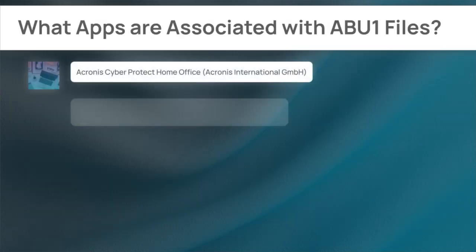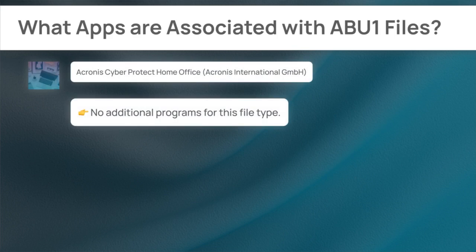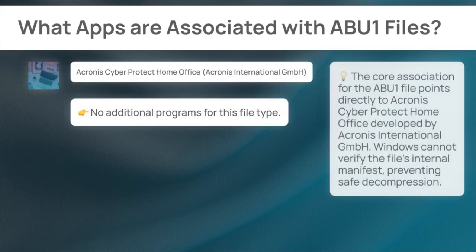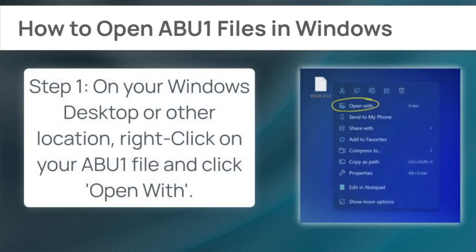The native handler for ABU1 files is usually Acronis Cyber Protect Home Office from Acronis International GmbH. Windows cannot verify the file's internal manifest. Windows shows limited detail for most backup files, so restoration tools must interpret their content. The problem is often a missing file association.